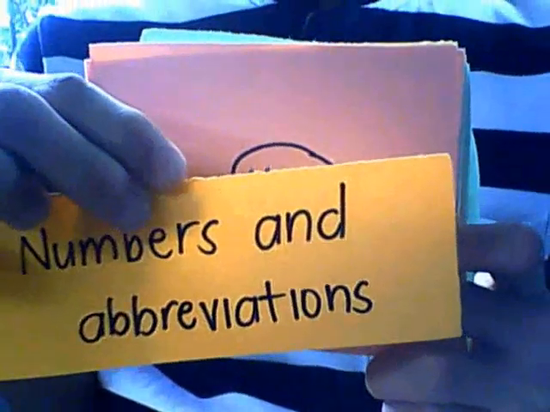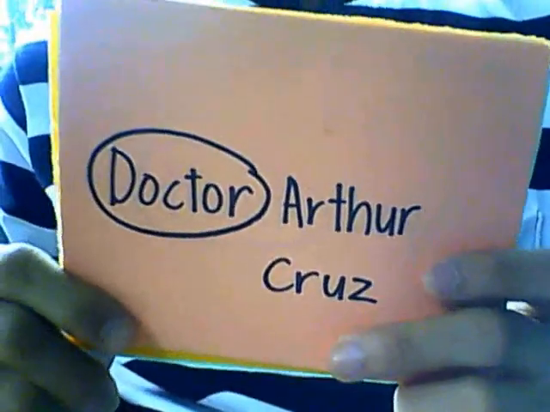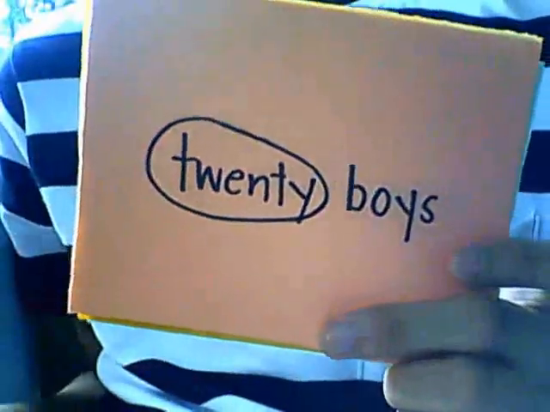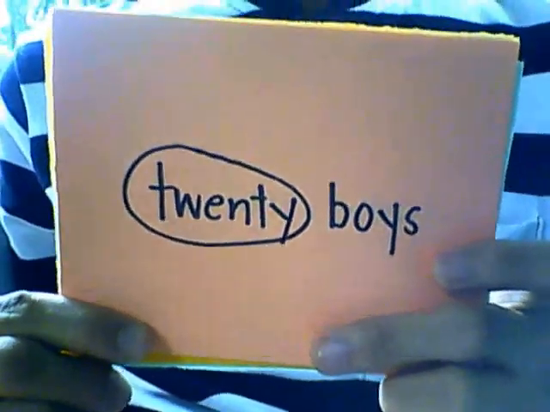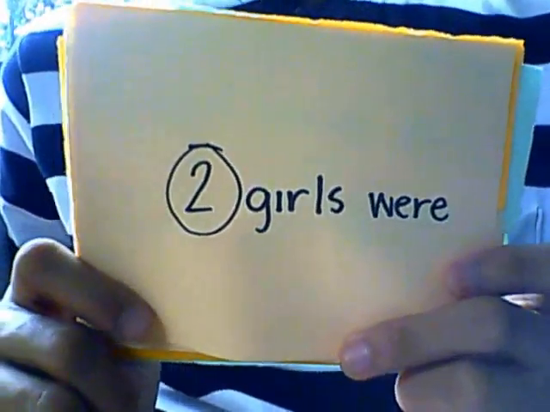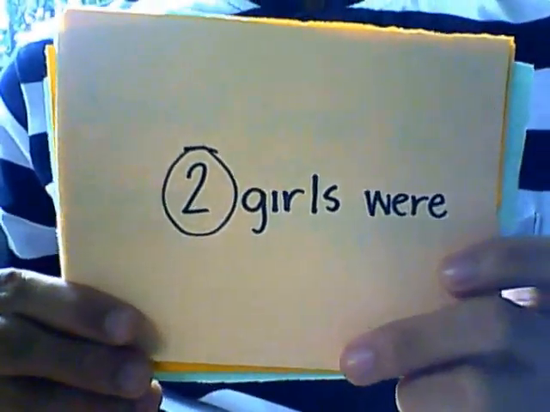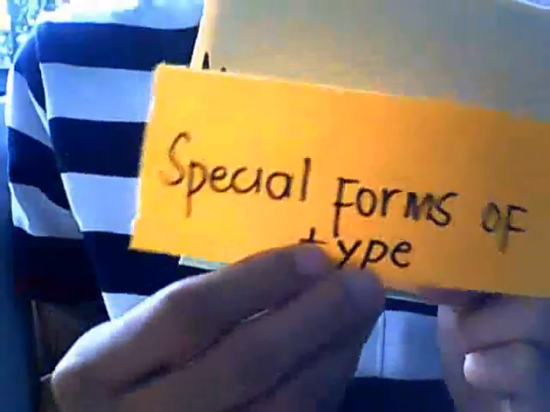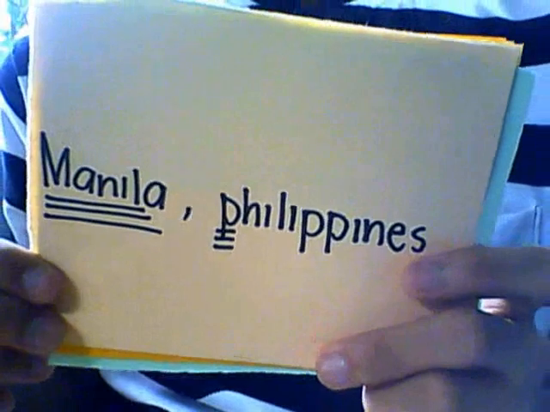The next: the numbers and abbreviations. In November. Spell out November. Dr. Arthur Cruz. Abbreviate Arthur Cruz. 20 boys. Use numeral 20 boys. 2 girls were. Spell out. Two girls were. The next one is the special forms of type. Capitalize. Manila, Philippines.